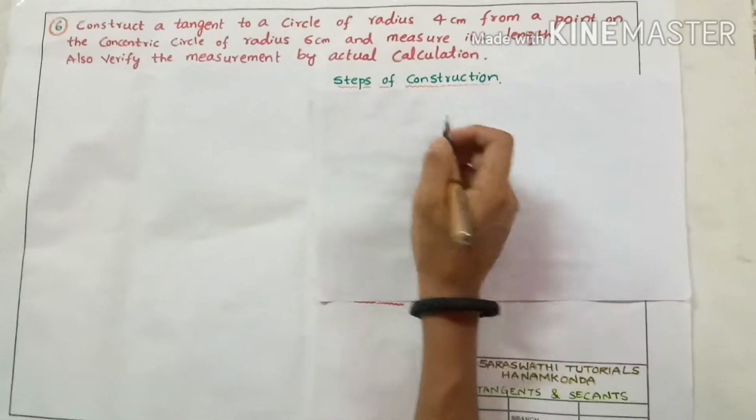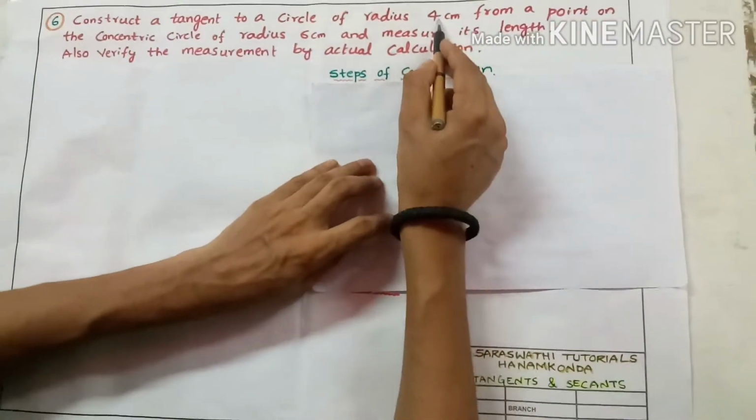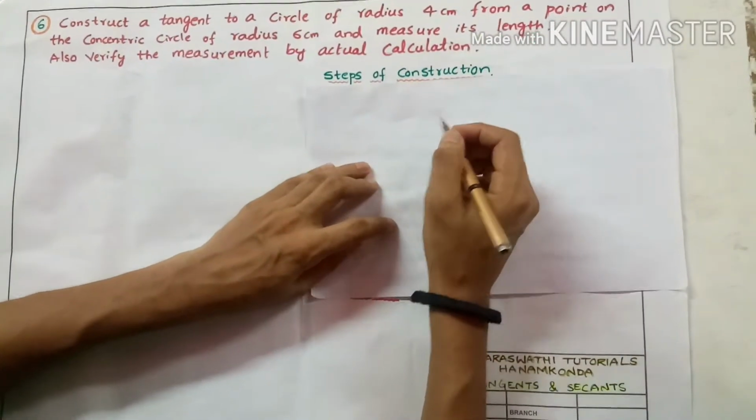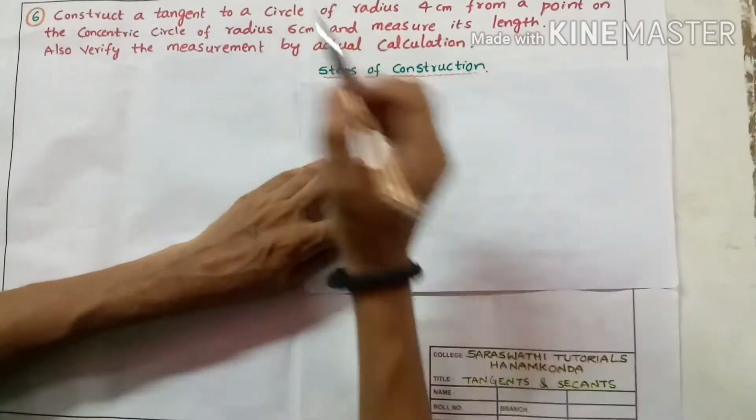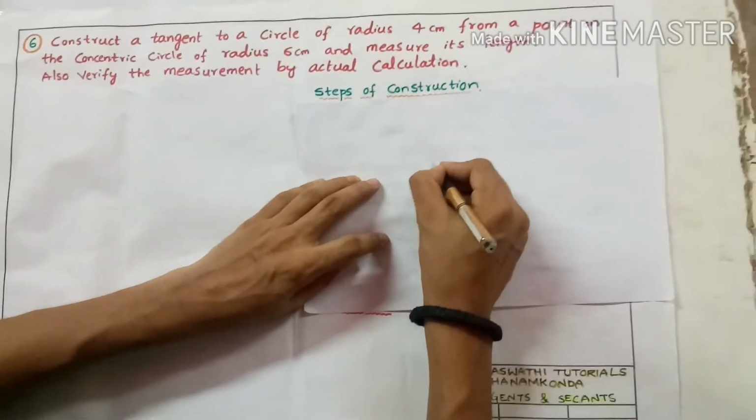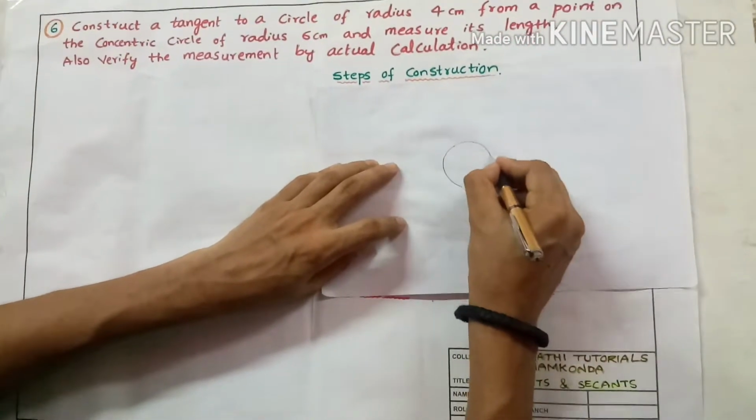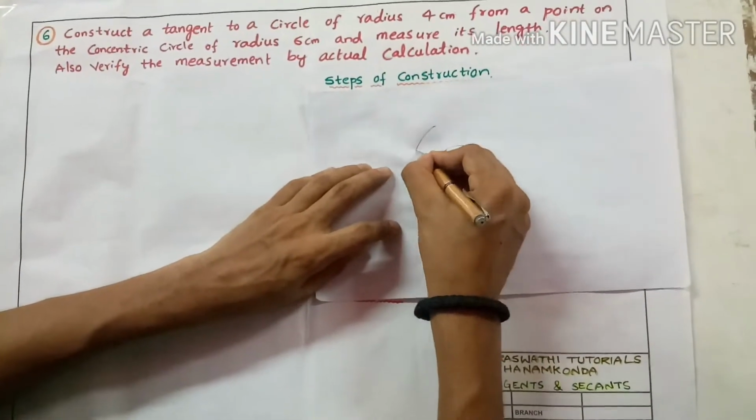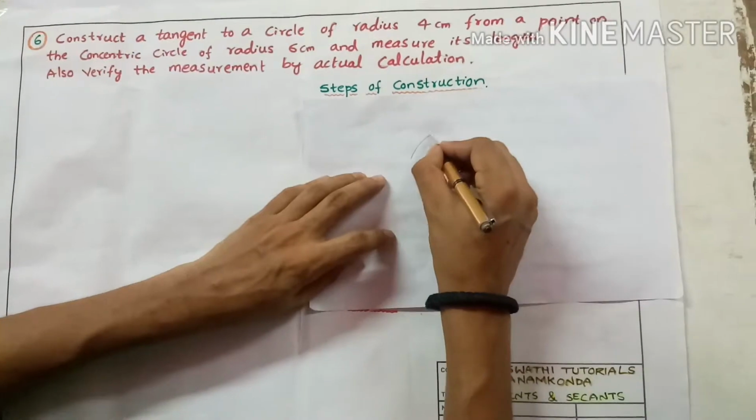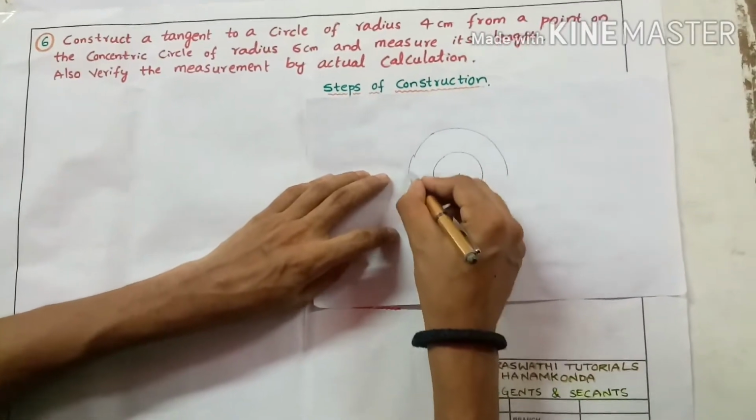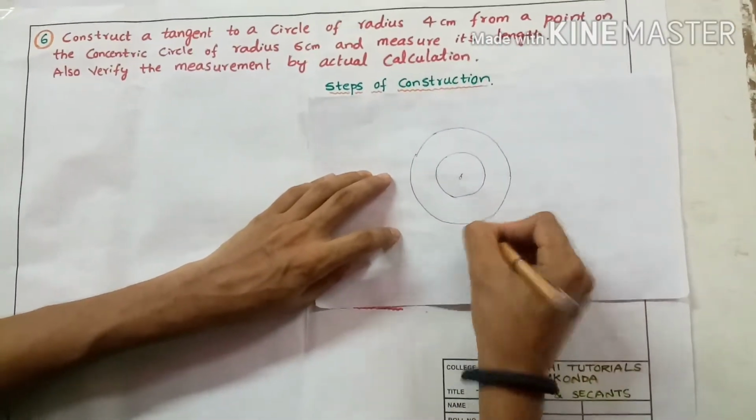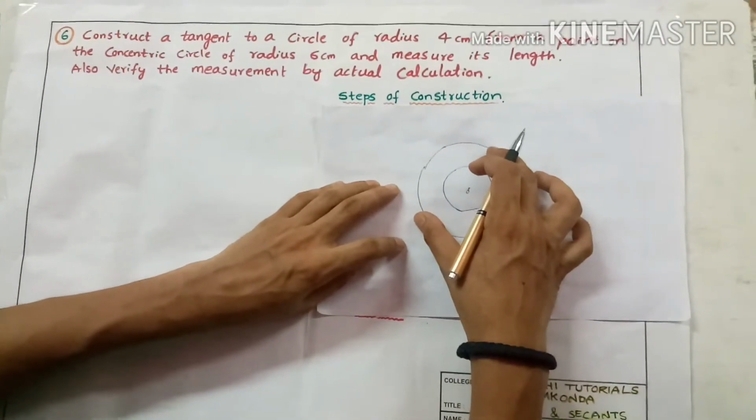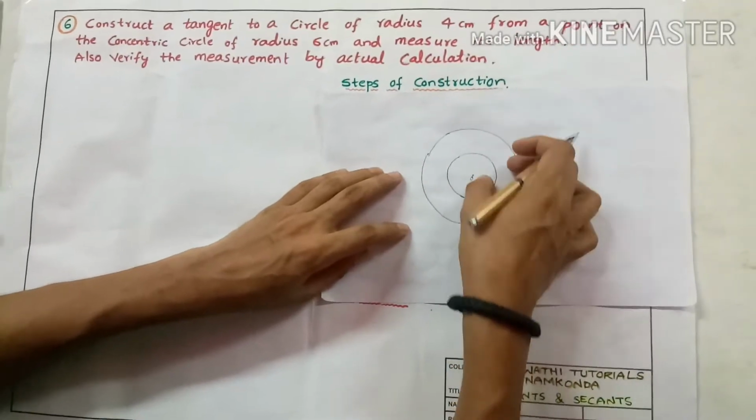Okay, the next question is: construct a tangent to a circle of radius 4 centimeters from a point on the concentric circle of radius 6 centimeters. Given that the circles are concentric, first draw a circle with radius 4 centimeters. Again, draw another circle with the same center O and radius 6 centimeters. So the first circle is drawn with a radius of 4 centimeters, the second with a radius of 6 centimeters, both having the same center.